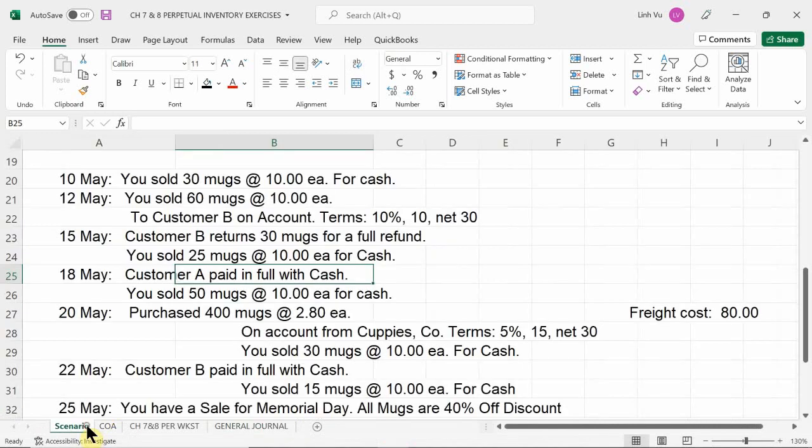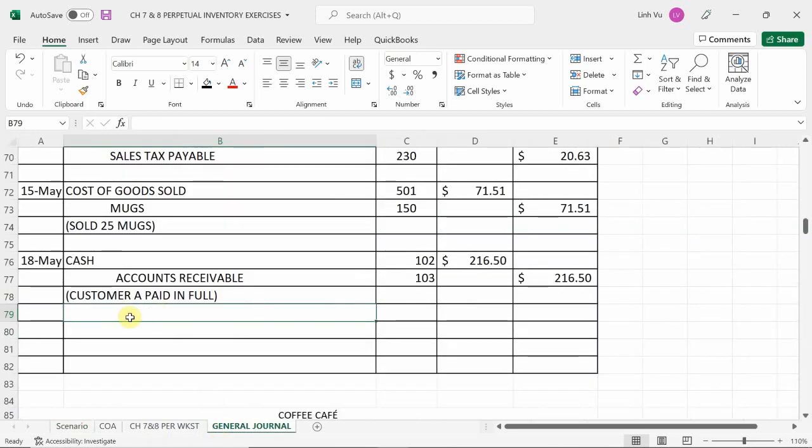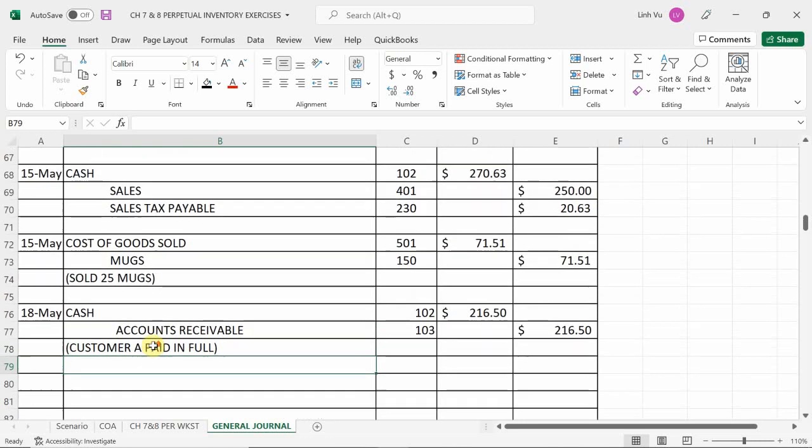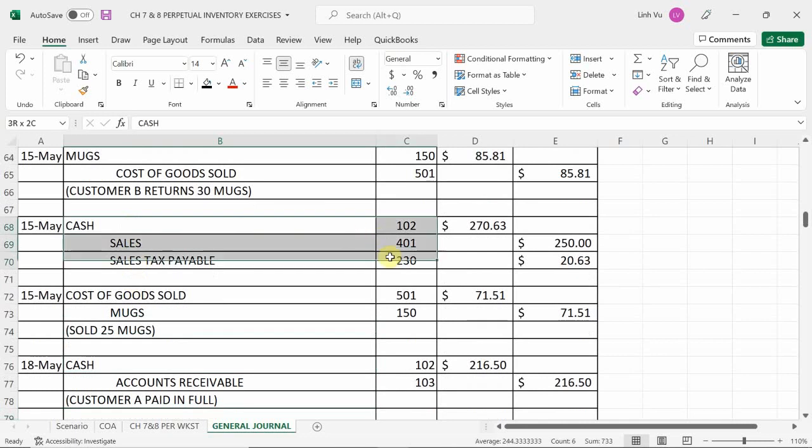So let's see what's next. Okay? So that very same day, you end up selling 50 mugs for $10 each for cash. Okay? So May 18, you end up selling 50 mugs at $10 each for cash. Okay? So once again, this right here is definitely not enough space for your transaction. So what I'm going to do here is I'm going to have to go to the next page here. Okay.